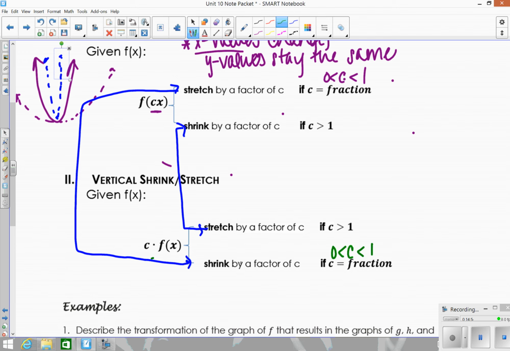So again, a vertical stretch is the same thing as a horizontal shrink. So that's why, if you look, both C values are greater than 0. And for stretch and shrink, those are the same because the C values are the fractions. So now for vertical shrinking and stretching, because you're doing something vertically, that means you're changing the Y values. So the Y values are going to change, but the X values stay the same.